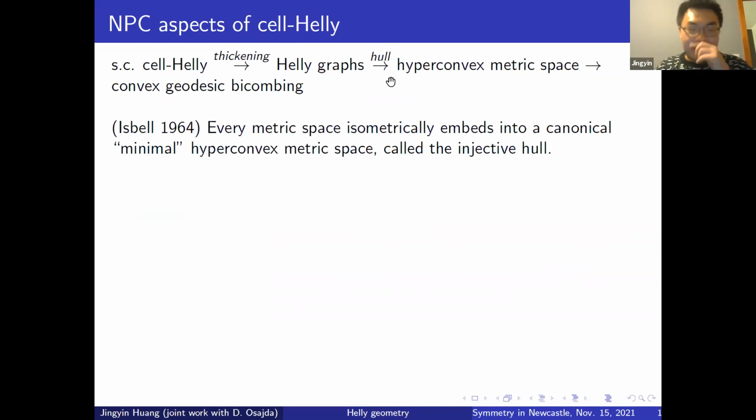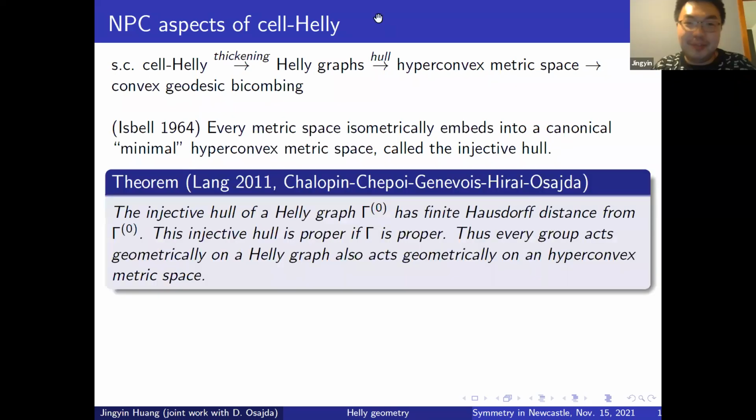Okay, so now there's a classical theorem by Isbell that every metric space is going to be isometrically embedded into a canonical minimal hyperconvex metric space. It's called the injective hull. But in general, the problem is that this injective hull could be much bigger than the metric space you start with. And the upshot here is that if I start with a Helly graph and I take the injective hull, then the injective hull won't be much bigger.